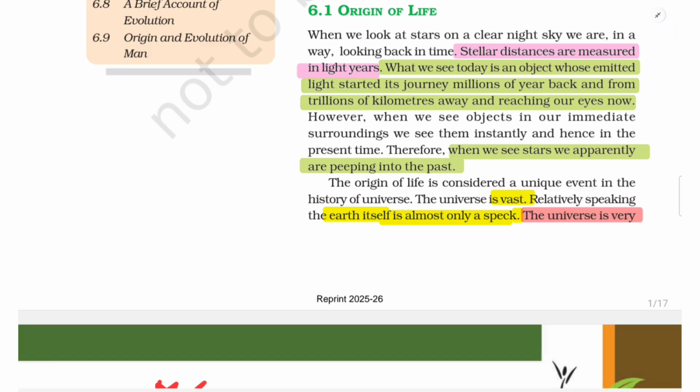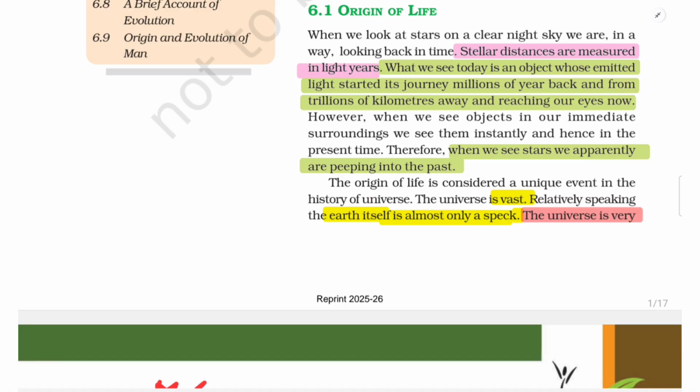6.1 Origin of life. When we look at stars on a clear night sky, we are in a way looking back in time. Stellar distances are measured in light years. What we see today is an object whose emitted light started its journey millions of years back and from trillions of kilometers away and reaching our eyes now. However, when we see objects in our immediate surroundings, we see them instantly and hence in the present time. Therefore, when we see stars, we apparently are peeping into the past.